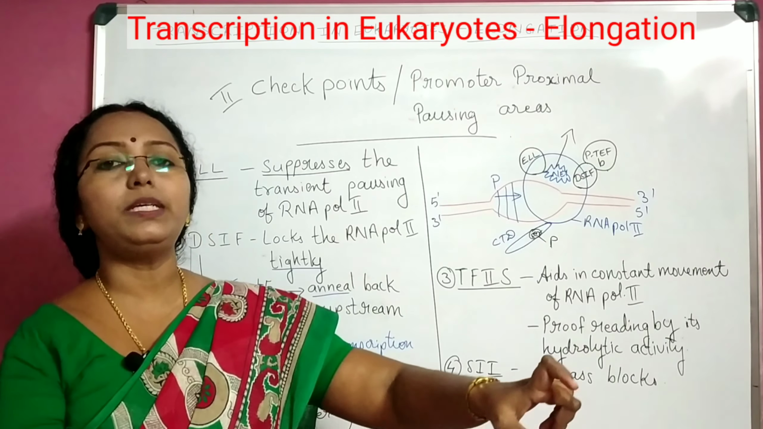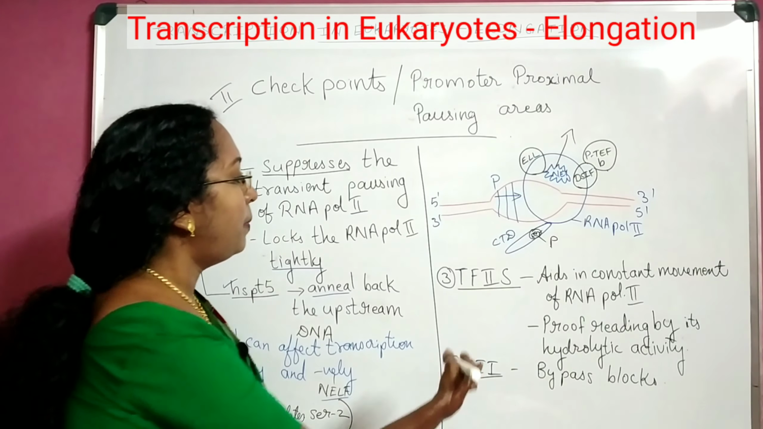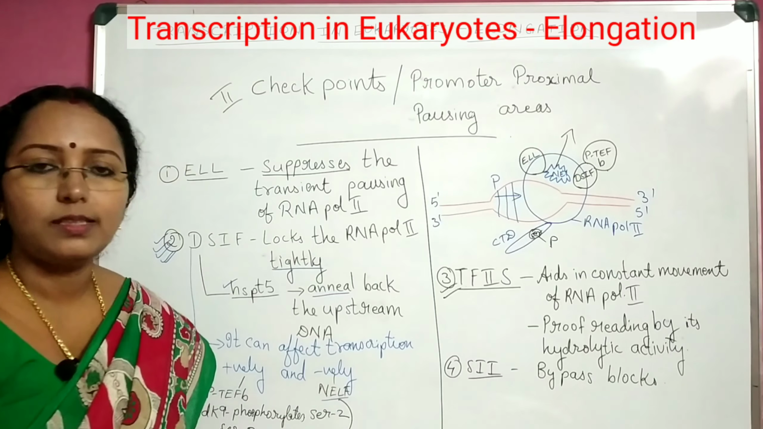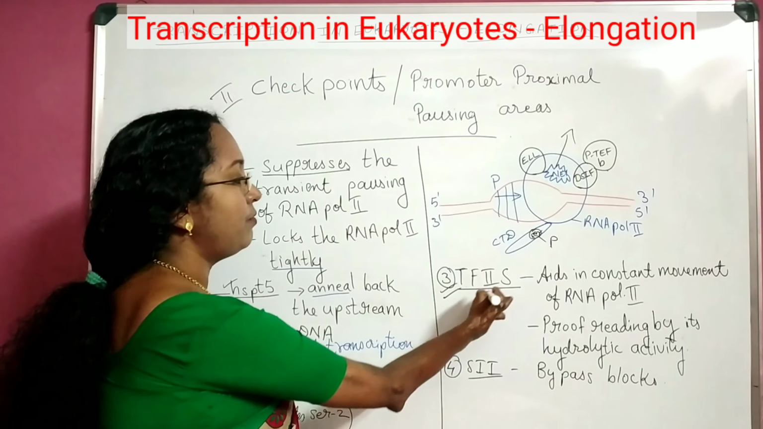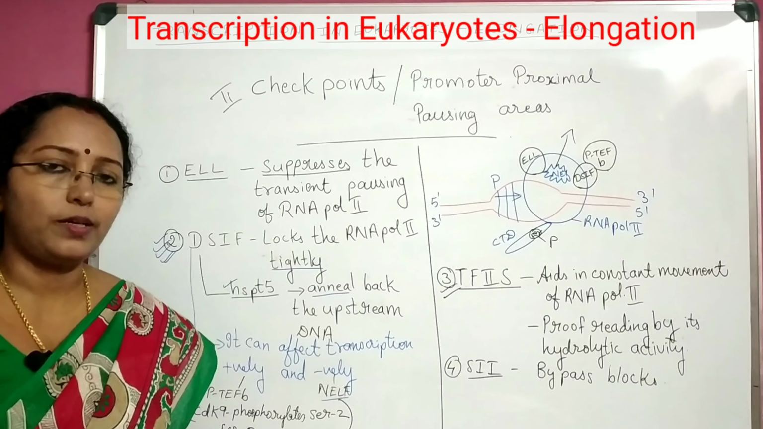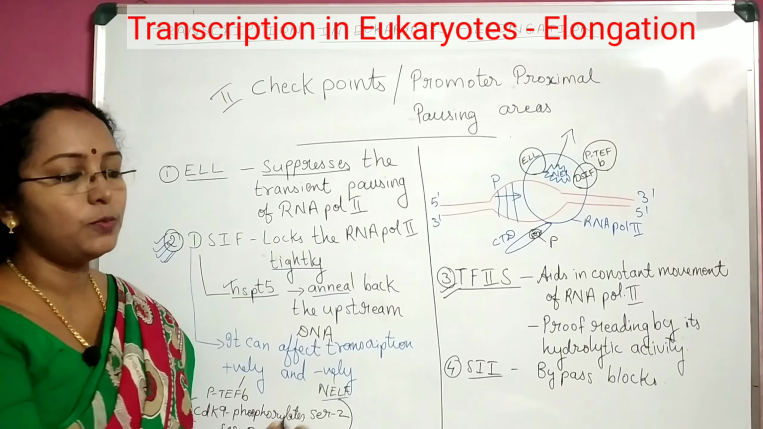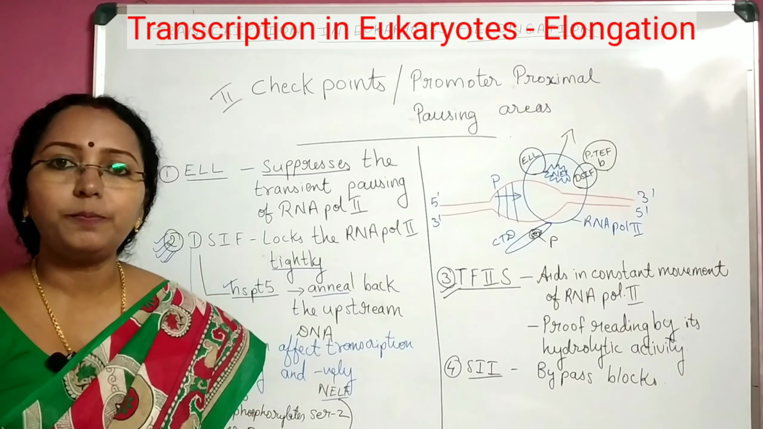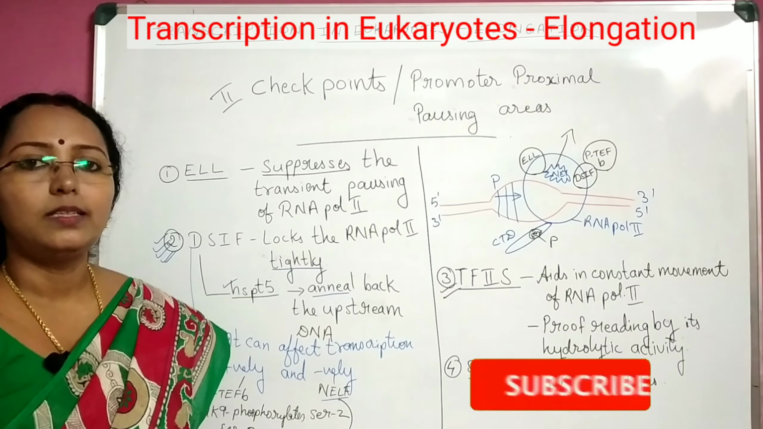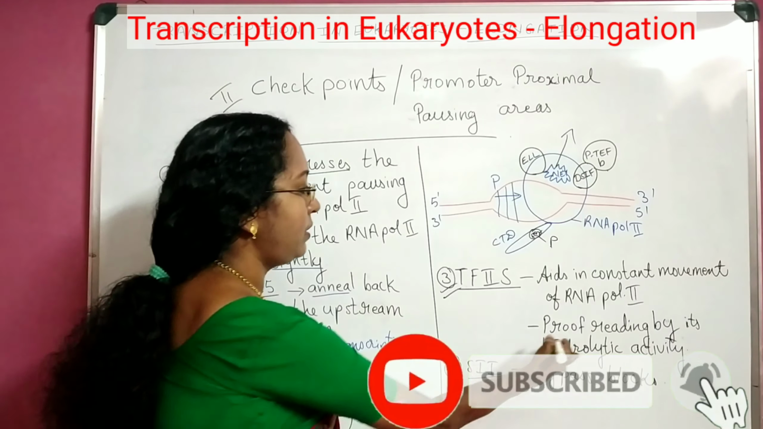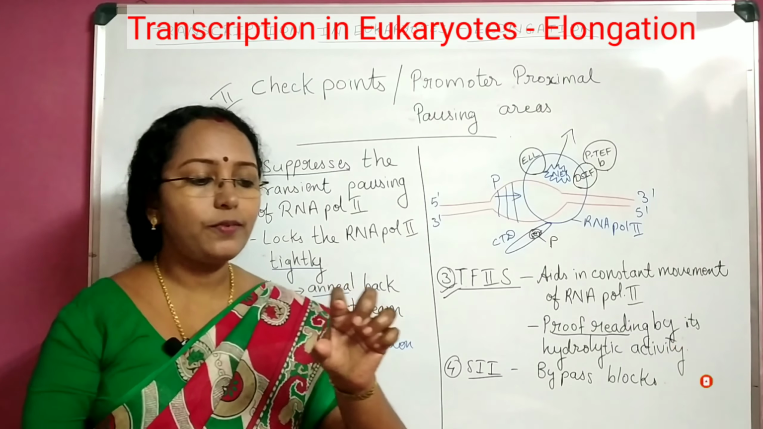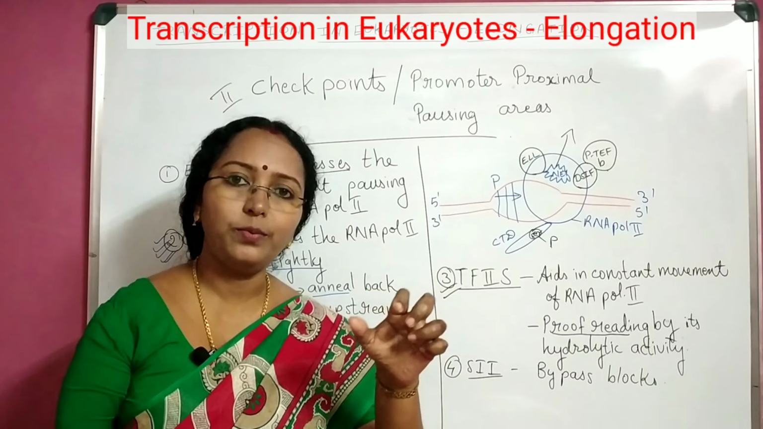That constant speed is aided by another factor, TF2S. So TF2S, transcription factor 2S, aids in constant movement of RNA polymerase II. It helps it to move forward and forward with a constant speed. Not only that, it also has an important activity, that is proofreading activity. It keeps on reading the bases which are getting added on the way.